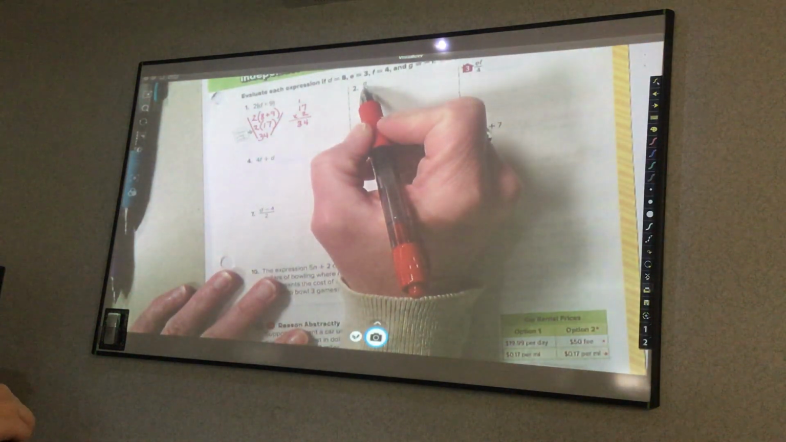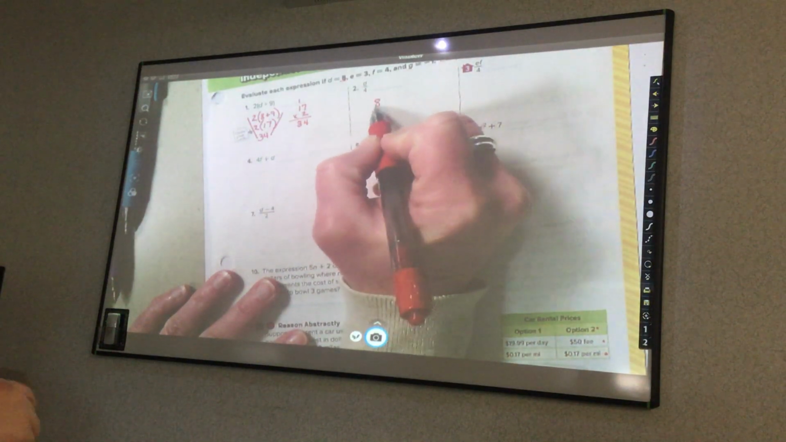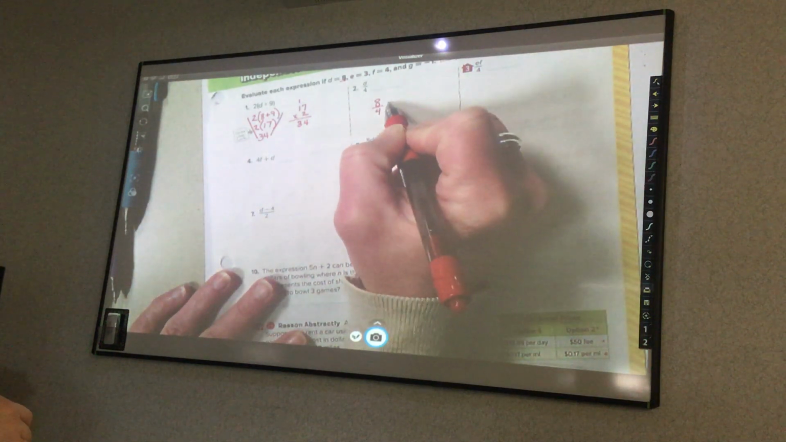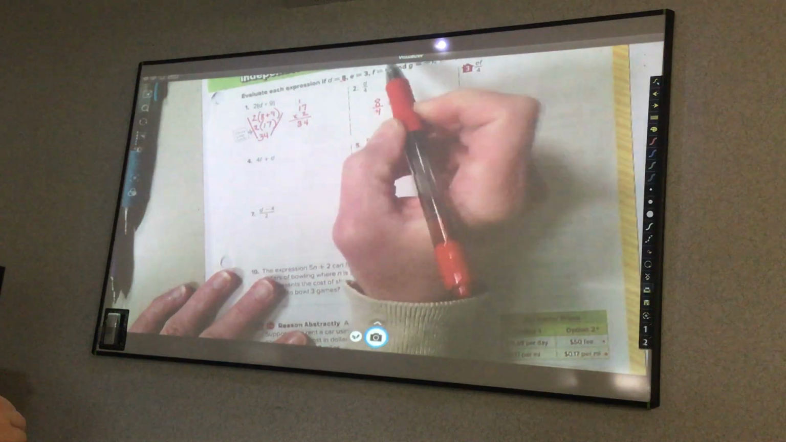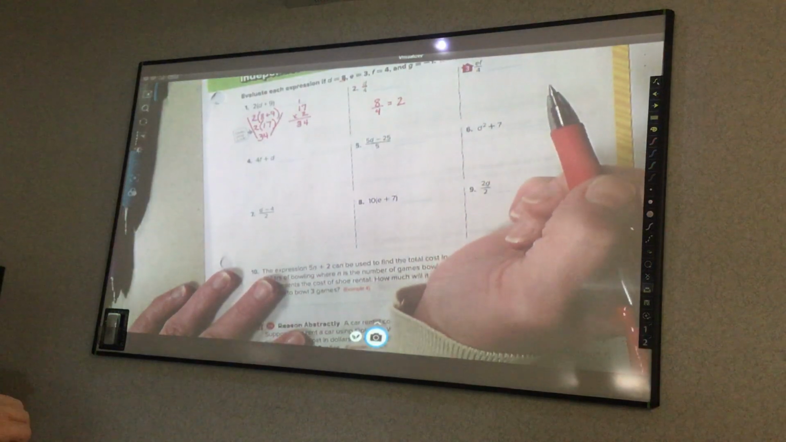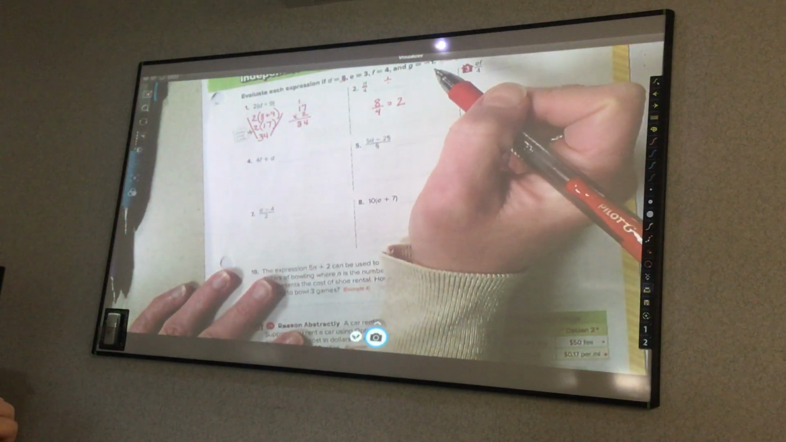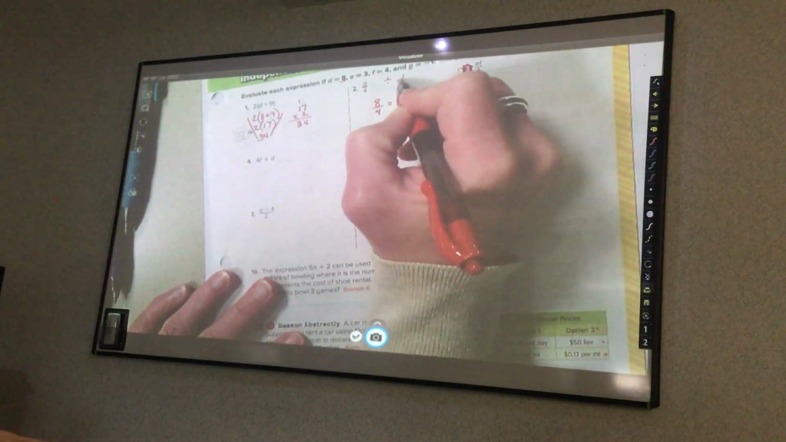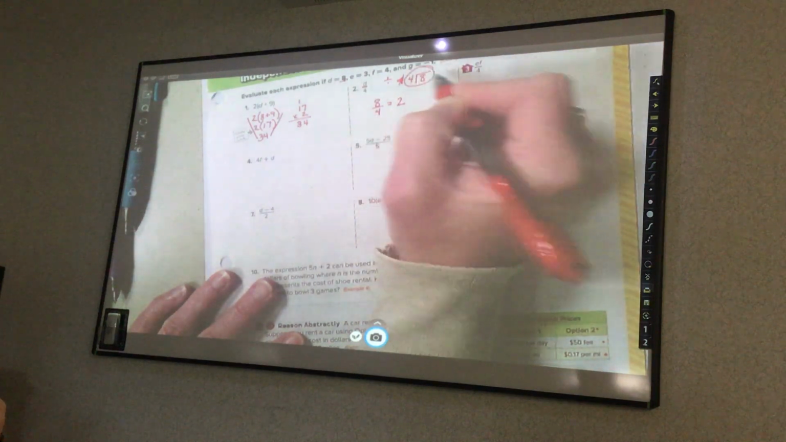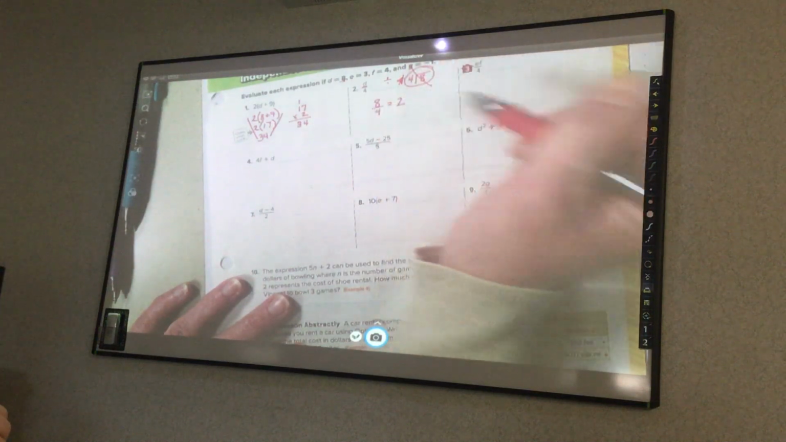I just have to rewrite this. D is 8. So I just say it's 8 over 4, which is like saying 8 divided by 4, which is 2. Notice in algebra you're going to see division written a lot of times like a fraction. You're not going to see the division sign. You will not see 8 divided by 4 like this in algebra. You will see it more like this.